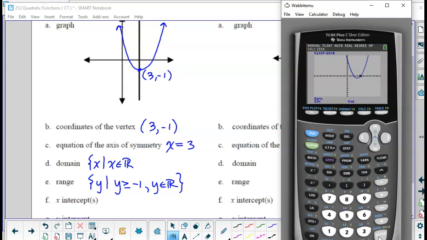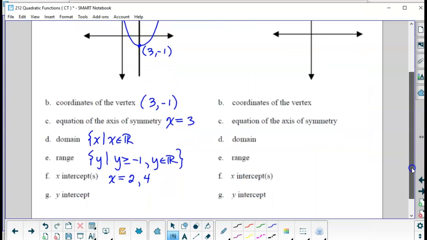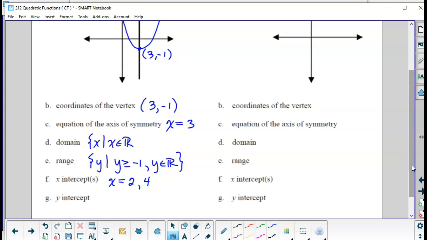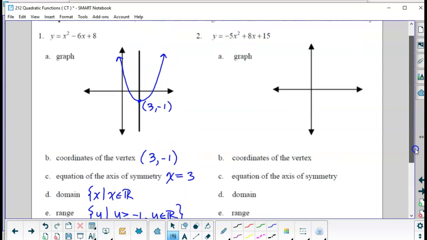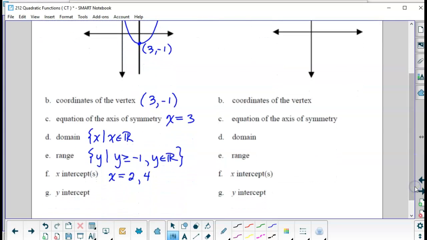That's another way, and you can also graph the x-axis. So 2 and 4, don't put brackets around them. It's not a point, it's 2 separate values. Y-intercept, well, do you even need the graph? Take a look at the equation. Y-intercept is when x is 0, so that's going to be 8.